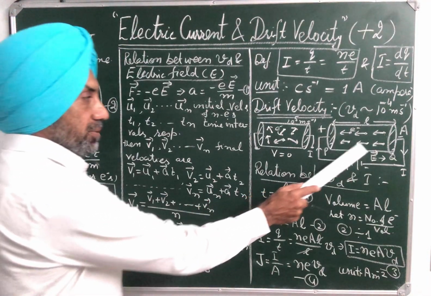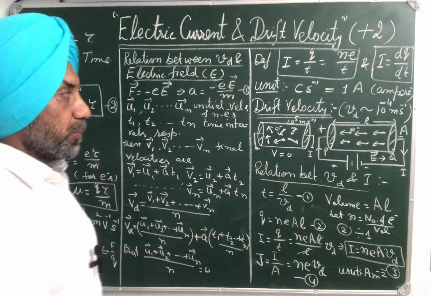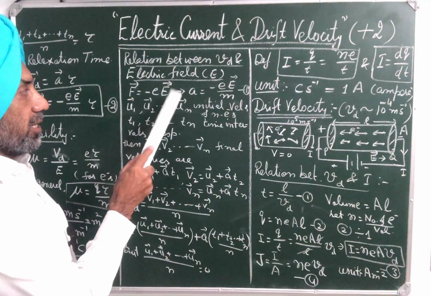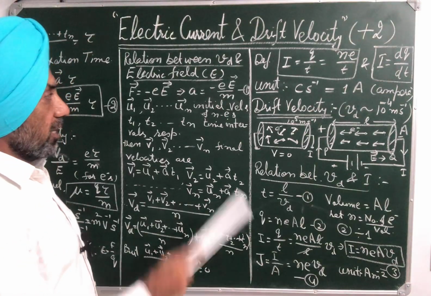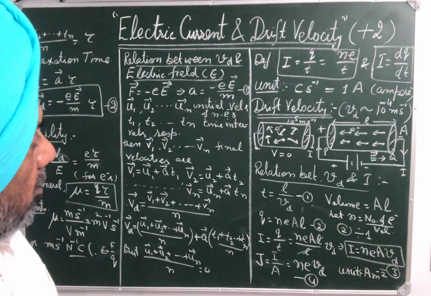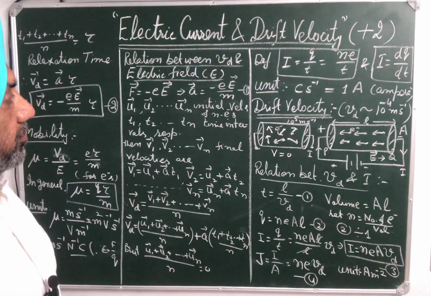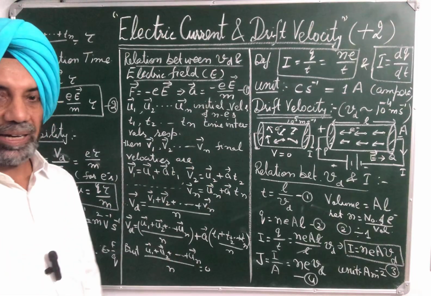Then we have said that under the influence of an electric field, each and every free electron experiences a force, which is given by F is equal to minus eE. It means each electron gets accelerated. So a is given by a is equal to minus eE by m, in vector form.